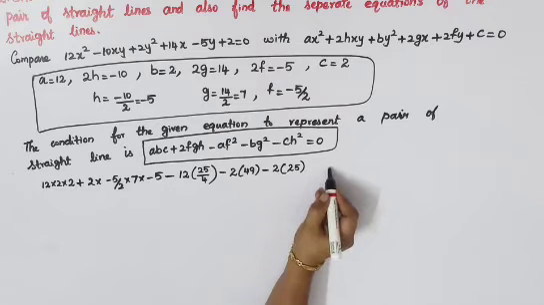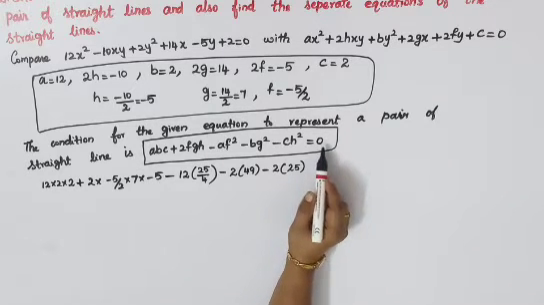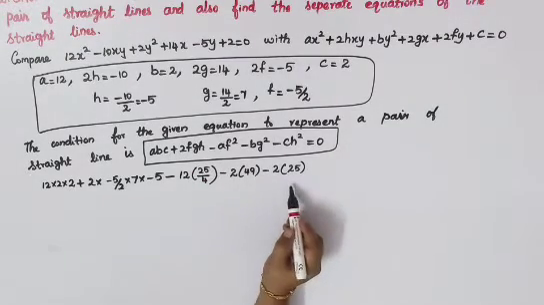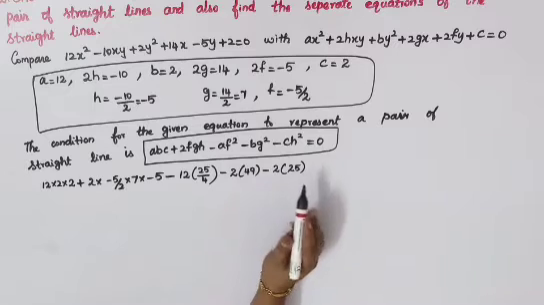That we have to get as 0. Okay, don't declare it as 0. In the condition it is given that it is equal to 0, then the given equation is a pair of straight lines. So we'll have to get the answer equal to 0. So don't declare your 0 here.